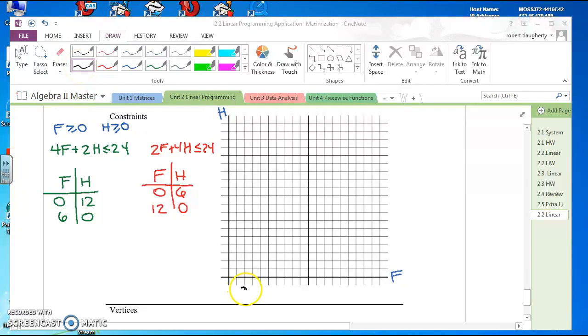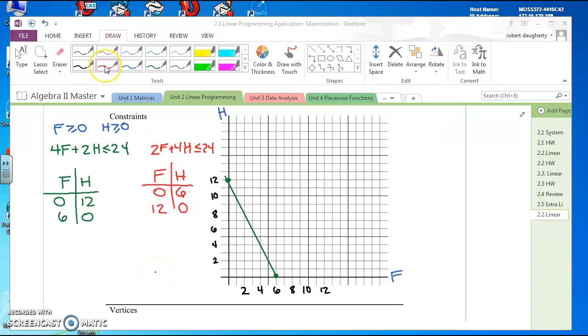We'll just say 2, 4, 6, 8, 10, 12, and 2, 4, 6, 8, 10, 12. Okay, let's graph the green one. So 0, 12 is here, 6, 0 is here. I'm going to draw a line between both of those. Okay, and if I go to the red line, I've got 0, 6, which is right here, and 12, 0, which is right here. I will draw a line between those two.